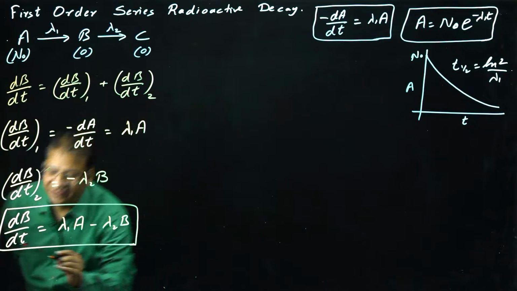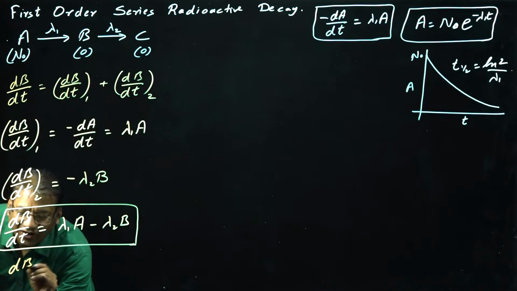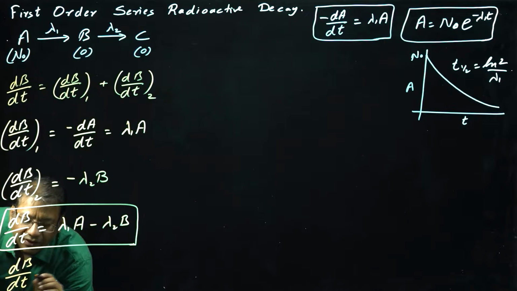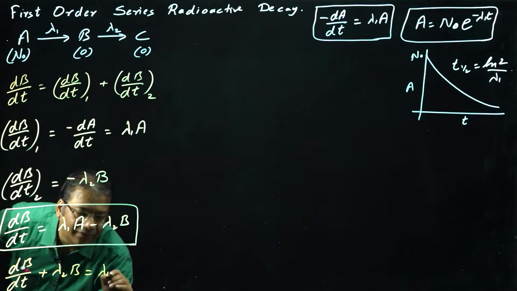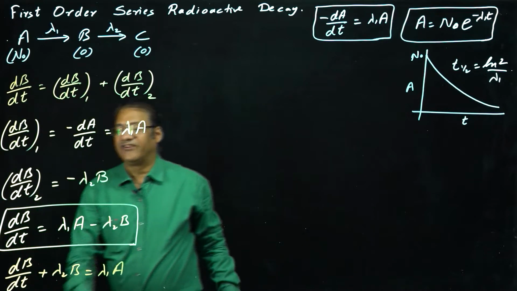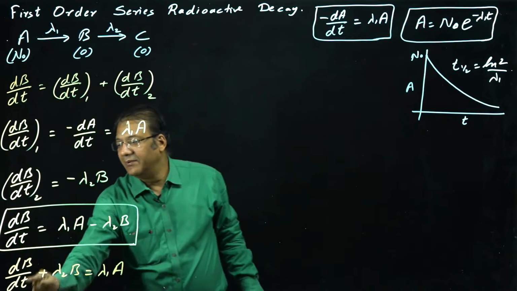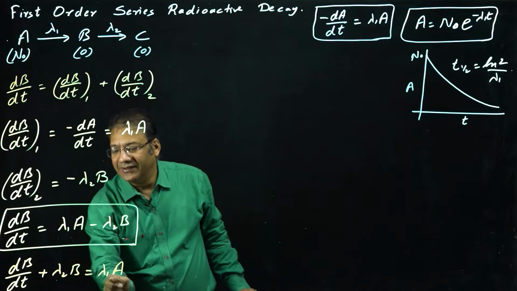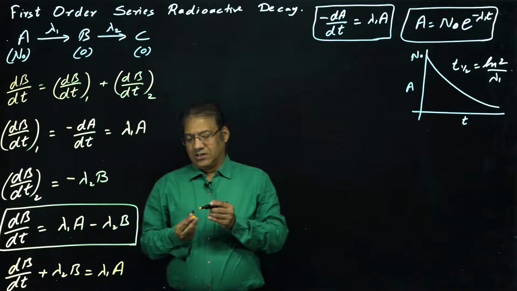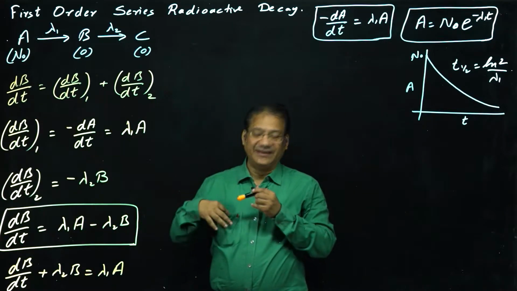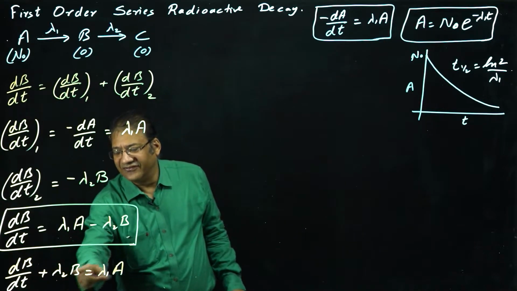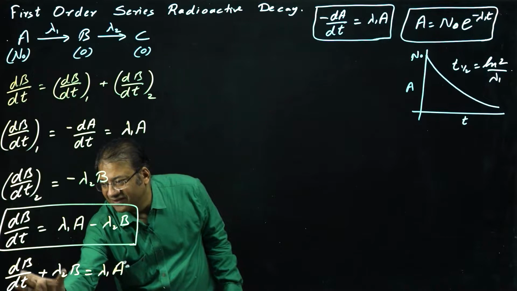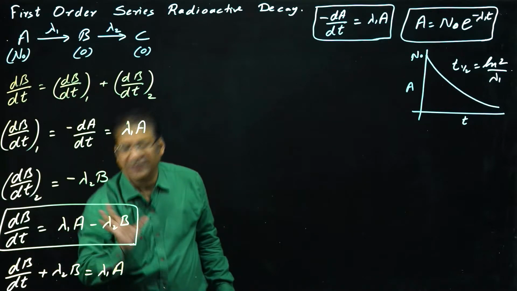In order to solve this differential equation, first of all, let me collect all the terms of b on one side. I'll rewrite the differential equation like this: dB/dt + λ2 b = λ1 a. Now, after writing this equation like this, we need to think of how to solve this differential equation. Observe this term dB/dt + λ2 b.